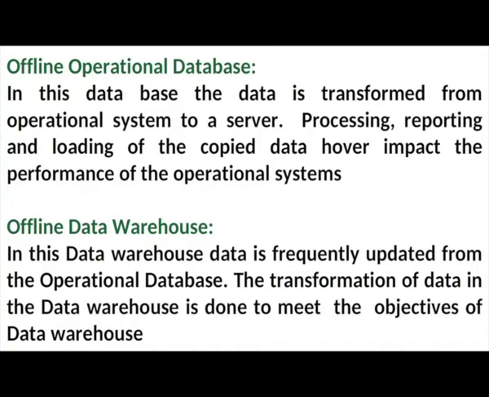The first one, offline operational database. In this database, the data is transformed from operational system to a server. Processing, reporting and loading of the copied data over impact the performance of the operational systems. Offline data warehouse. In this data warehouse, data is frequently updated from the operational database. The transformation of data in the data warehouse is done to meet the objectives of data warehouse.